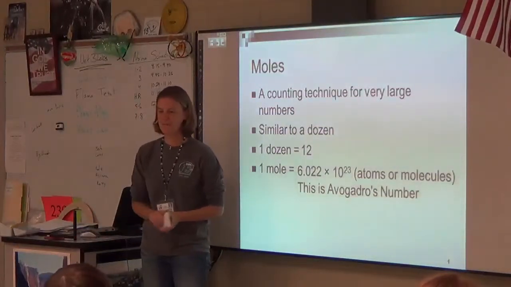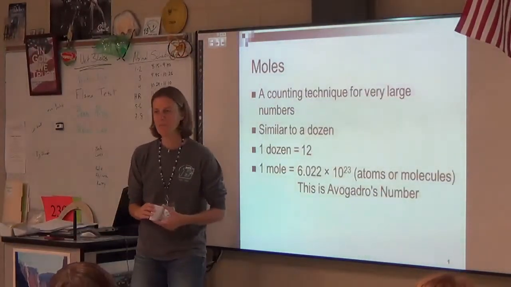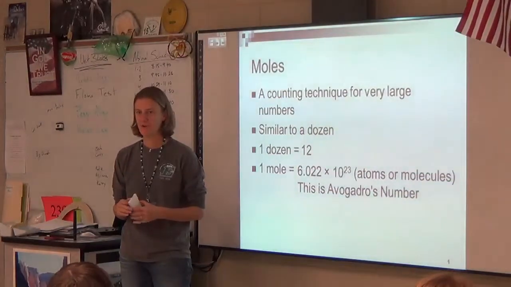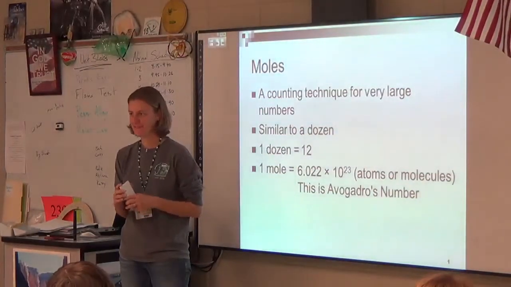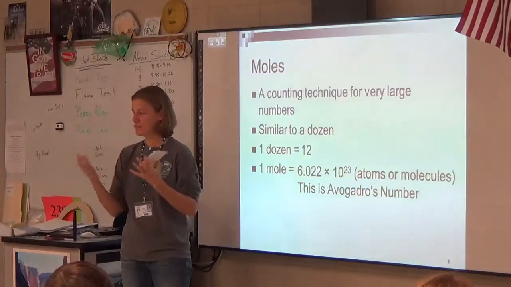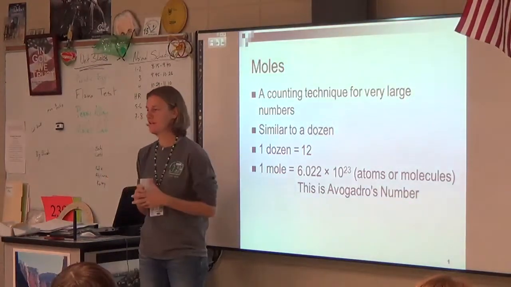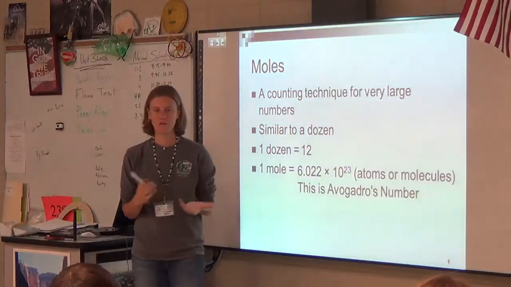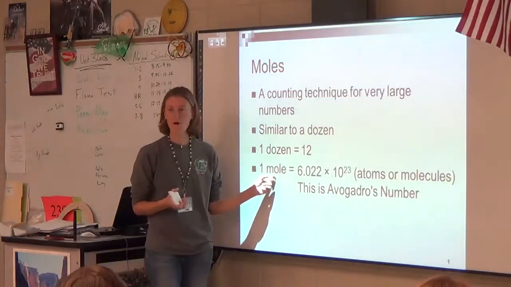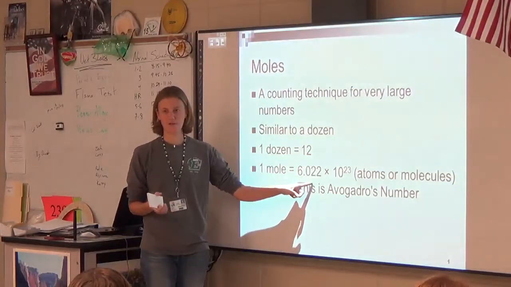Okay, so our next topic is moles. And when I say moles, I do not mean the thing on your body or the little animal in the ground. A mole in chemistry is simply a number, much like a dozen. What is the number associated with a dozen? 12. Okay, so a dozen means 12. Well, a mole means 6.022 times 10 to the 23rd.